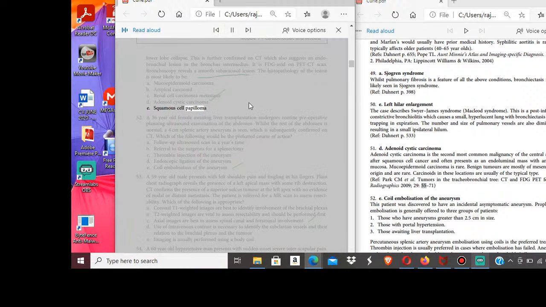Papilloma. 52. A 36-year-old female awaiting liver transplantation undergoes routine preoperative planning ultrasound examination of the abdomen. Whilst the rest of the abdomen is normal, a 4 cm splenic artery aneurysm is seen, which is subsequently confirmed on CT. Which of the following would be the preferred course of action?